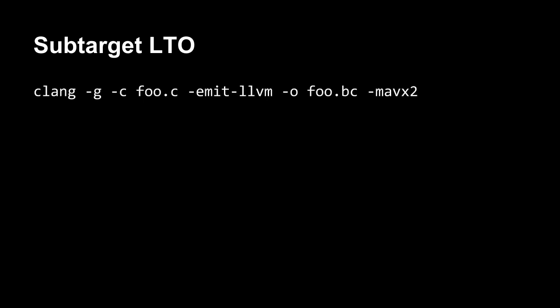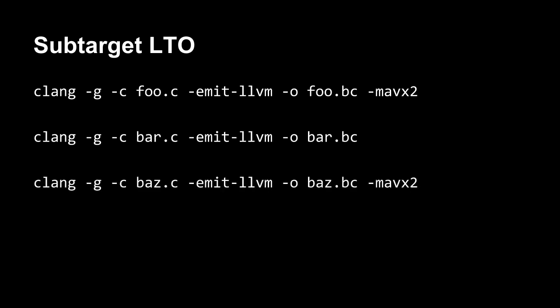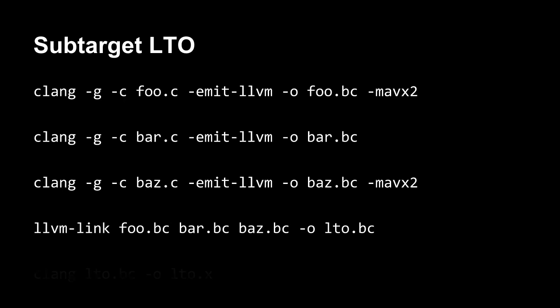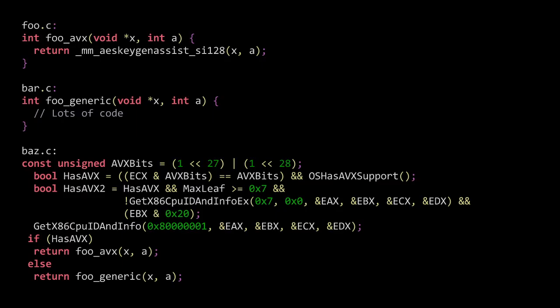And then we want to do Subtarget LTO, which is probably something more near and dear to everyone's heart, right? Let's say we compiled something for AVX2, and something else not for AVX2. We link them together and we codegen. What do we actually get? We don't get AVX2, right? So why is this important?